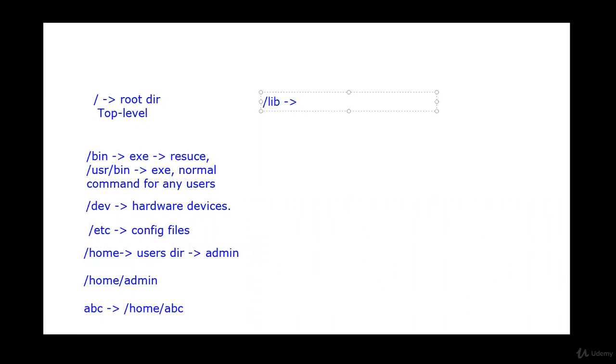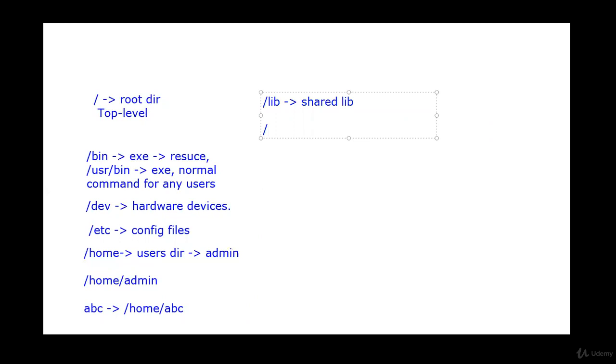/lib contains the shared library, images, and the models, which is essential to run all the commands and programs, or boot the system. So this is a shared library which is required for the system to run all the commands, all the programs, and it also helps us to boot the system. That is /lib.